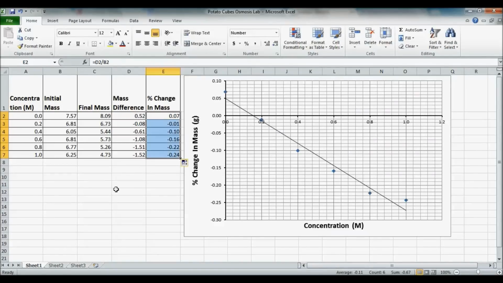Ψ = -iCRT, where i is the ionization constant, C is the concentration which we predicted here, R is the ideal gas constant, and T is the temperature in Kelvin. So using that formula, you can easily calculate the water potential of the potato cores.